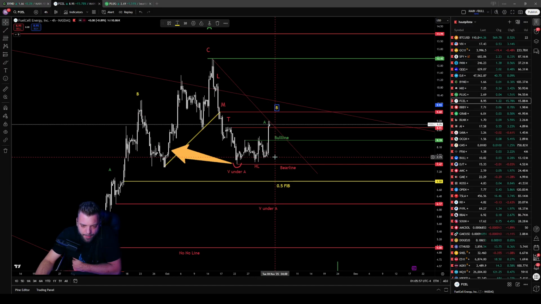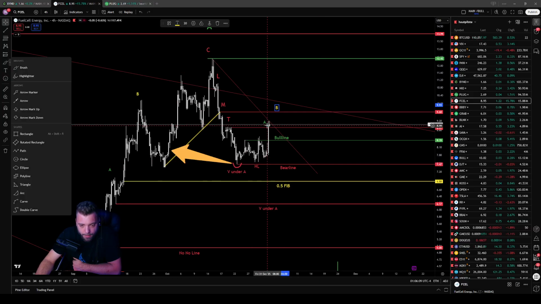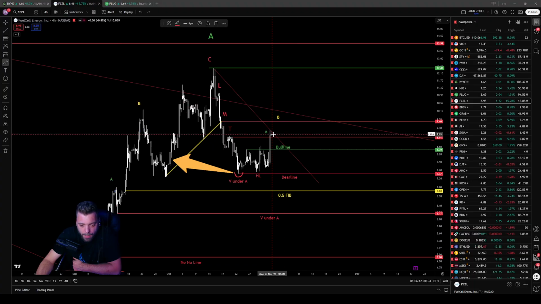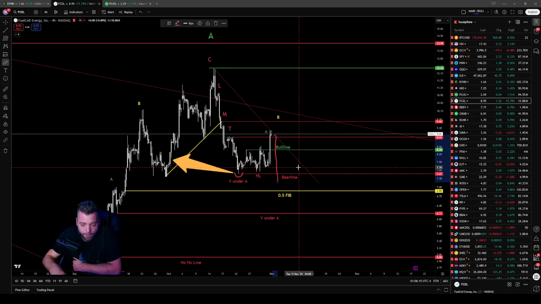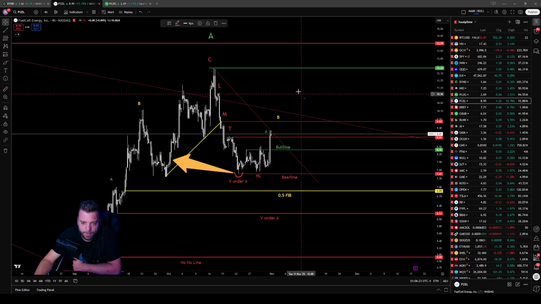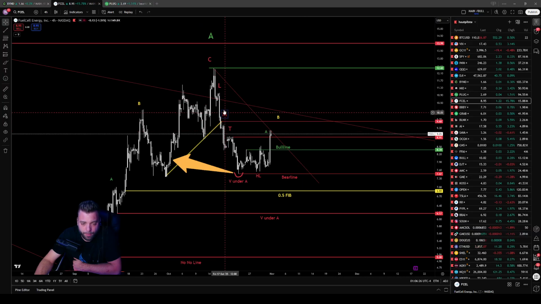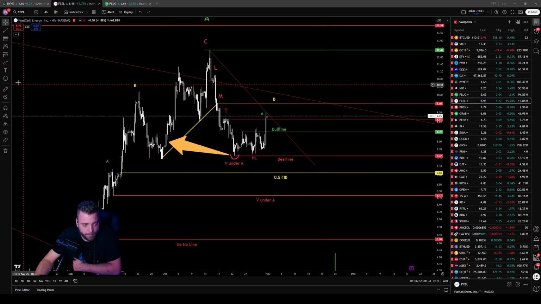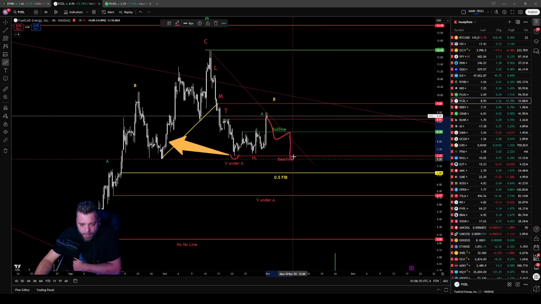Okay. Let's say if we break under 747 again, I will make a bearish alternative. If we're still going up, forget the bearish alternative. The bearish alternative would just be that this M and this T is wrong. This whole thing would be just M, and your target for V under A would be here at 617, and then you go.